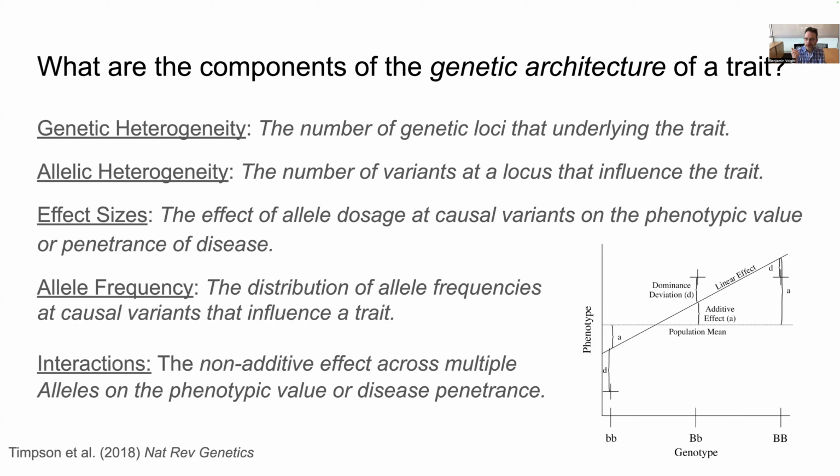So we have the number of loci, the number of signals or alleles at a locus. You have the effect that that variant has on the phenotype. You have how prevalent that signal or allele is. And then potentially across different alleles or different sites in the genome, you could have interactions. So non-additive effects across multiple alleles that may modify the phenotypic value or the disease penetrance can also happen. These don't count all of the possible components of architecture, but when we think about architecture, we're generally referring to many, if not all of these components in addition to others.